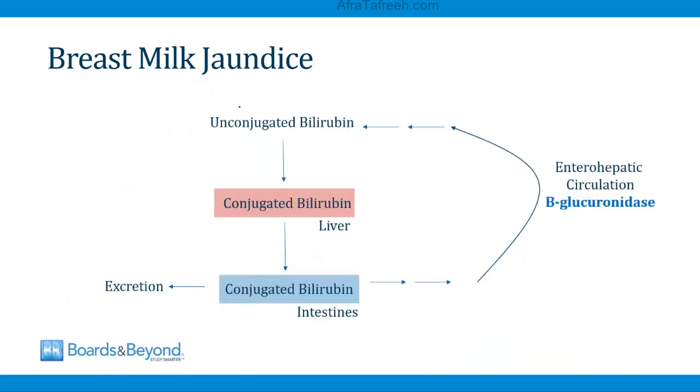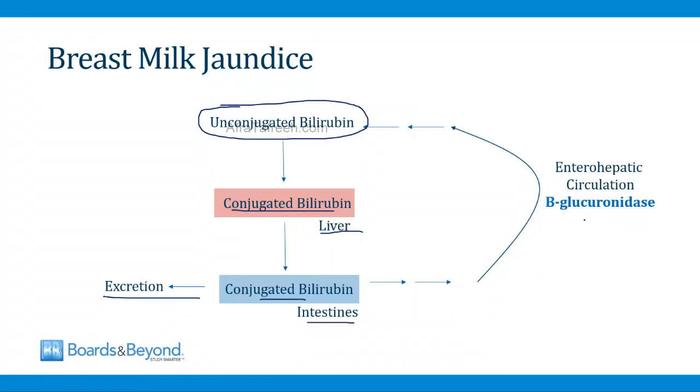So as I told you before, heme breaks down into unconjugated bilirubin, which goes to the liver to become conjugated bilirubin, and that then goes out into the intestines in the form of bile, where some of it will be excreted. But there's an enzyme in the brush border of your intestines called beta-glucuronidase, and this converts some of the conjugated bilirubin in the intestines back into unconjugated bilirubin, which is absorbed.